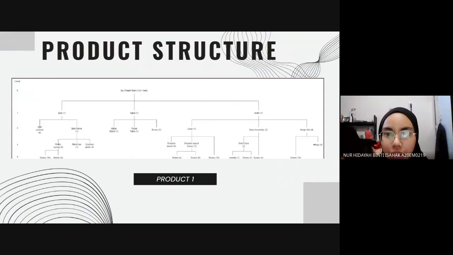Next, I will go to product structure and data collection. In our data collection, we begin with an in-depth analysis of the product structure for both My Dream Bed and the wooden chair. The product structure serves as a detailed blueprint, breaking down the entire production process into distinct steps, from the initial raw material stage to the final finished product. This is the product structure for product 1.